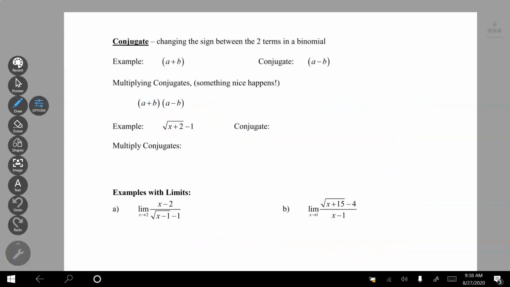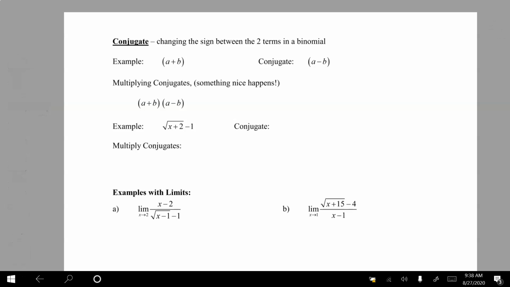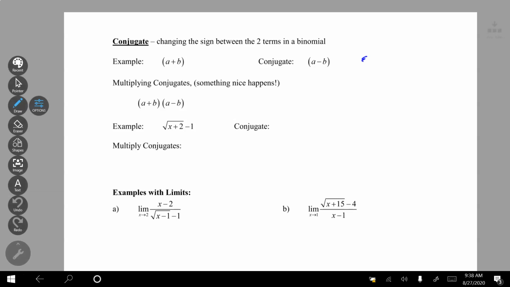Okay, now we're going to talk about something special called the conjugate. The conjugate is changing the sign between two terms in the binomial. So a plus b, its conjugate would be a minus b, and vice versa. If you have a minus b, its conjugate would be a plus b.